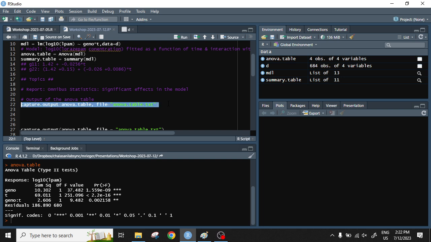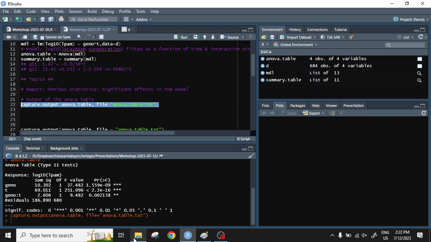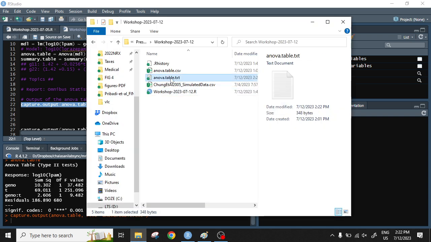And when you run that, all that does is it creates this little text file in here.